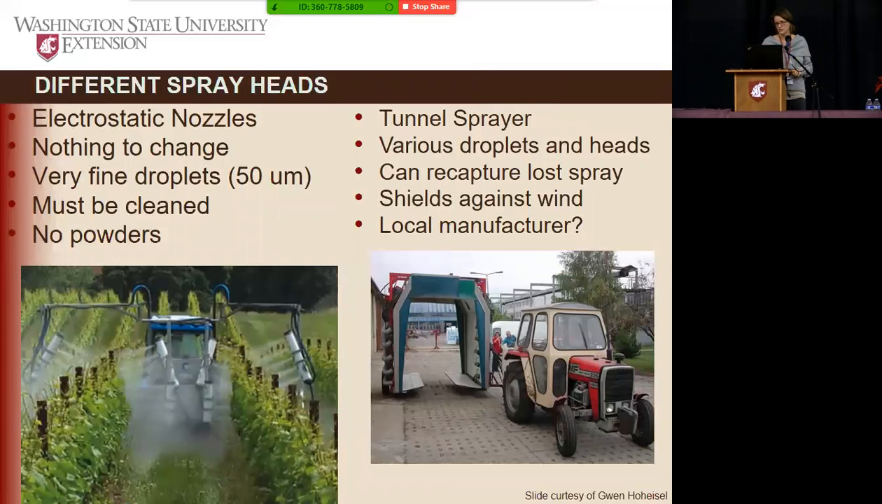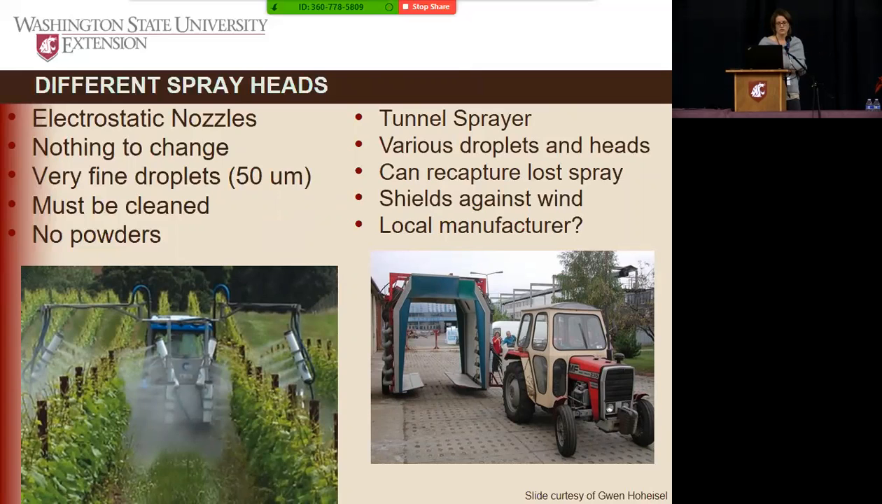Okay, electrostatic nozzles and sprayers, even that Electroblast that's out there, generally have a very low airspeed on their sprayers. And the on-targets have a low airspeed on them. What's nice about them is that there's nothing to change as far as nozzles go. They do have very fine droplets, on the order of 50 microns. Smaller droplets will drift more, but they also get better coverage.